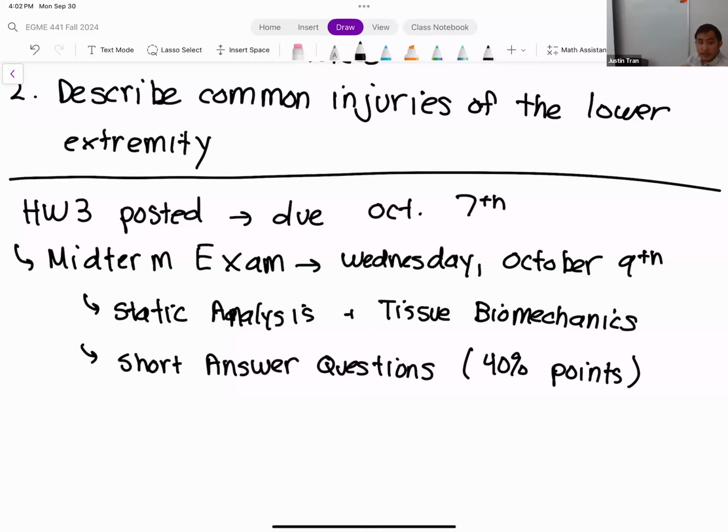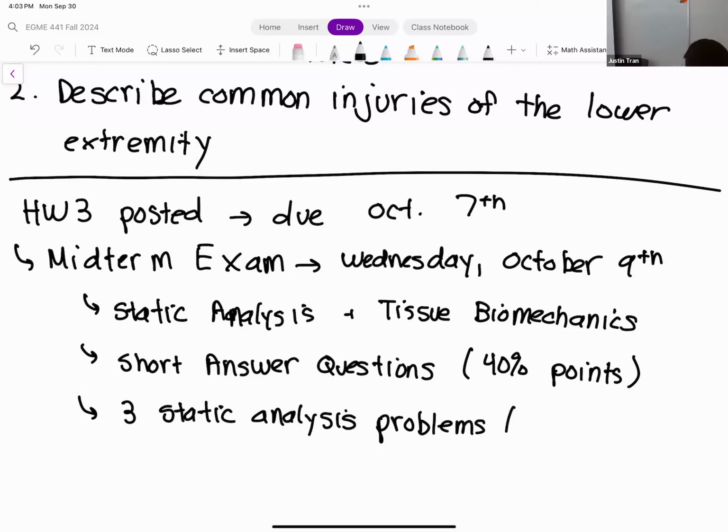The other section of the exam is going to be problem-solving questions. We've only gone over one type of problem, and that is static analysis. I'm going to give you 3 static analysis problems, and that will comprise the rest of the 60% of the points. It breaks down pretty nicely, actually. There's just enough time in the exam to do 3 of these types of problems.